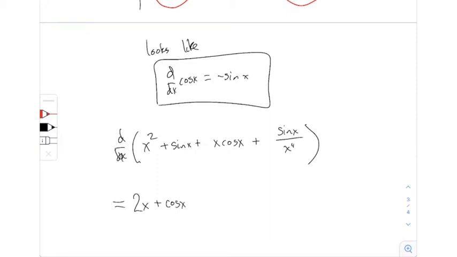Okay, the next one, x times cosine x. Anyone want to give me a strategy? How do you handle that? Should I just take the derivative of x and then also the derivative of cosine x?